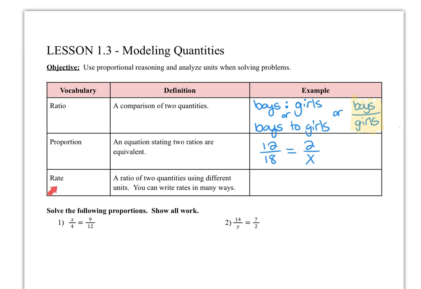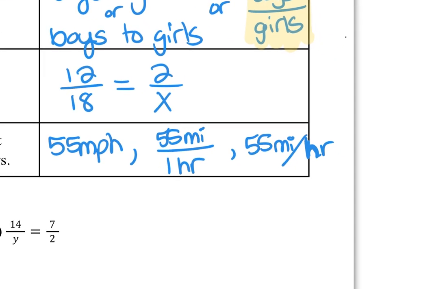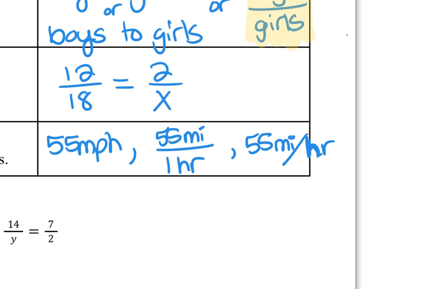The last one is a rate, a ratio of two quantities using different units. You can write rates in many ways. We saw rates the other day. We had, for example, you see probably 55 miles per hour, right? You can write it as 55 MI to represent miles over 1 HR for hours. Or you could represent it as 55 MI slash HR. Sorry, my H is kind of on the line there. Depending on how we're using it, I will choose a different representation.